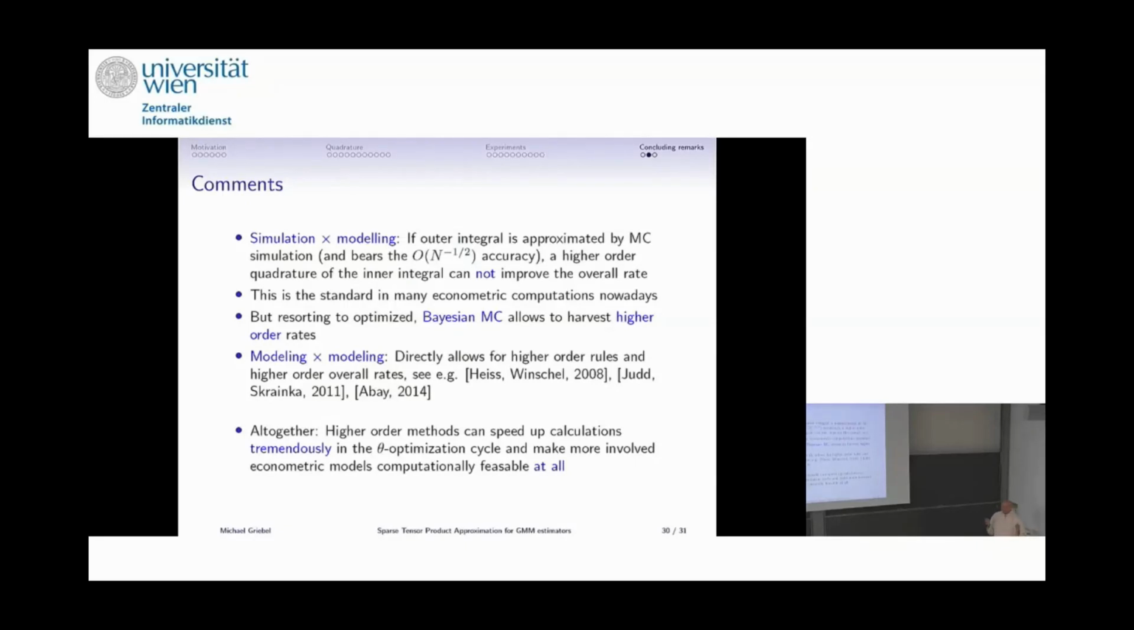And the second one is there are many models I did not talk about where the outer integral is not by sampling, but also by modeling. And then, Albert, we know the distribution there as well. And therefore, we can directly allow higher order rules and harvest their better rates. So altogether, higher order methods can speed up calculations tremendously because they are used within the theta optimization cycle. And this makes econometric models computationally feasible at all. Many of these models cannot be computed.